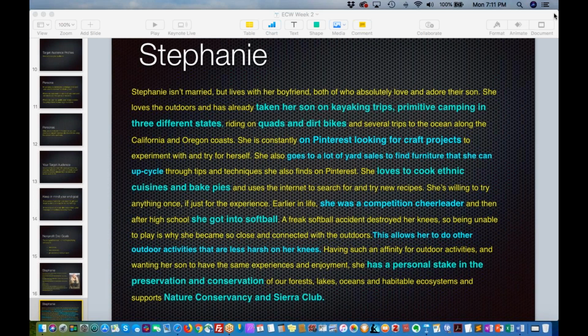She loves to cook ethnic cuisines and she likes to bake pies. She was into softball. She was a cheerleader. After a freak accident, she had to figure out other activities that she could do outside that wouldn't hurt her knees. So it's really important that you dig down deep into these specifics.